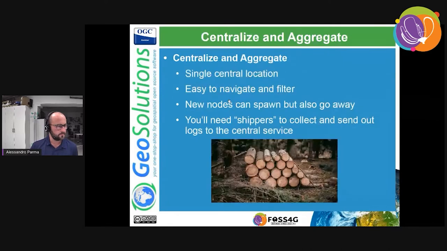We have some tips for you. So you should consider aggregating and centralizing all the logs to a single location that is easy to navigate and filter. So you don't have to go around all your nodes to check out the logs of the application. Keep in mind that nodes can spawn and also go away. So a node can die. If you keep your logs on a specific node and you don't ship them over to a central location, you run the risk of losing them. And set up shippers to collect and send out the logs to the central service.